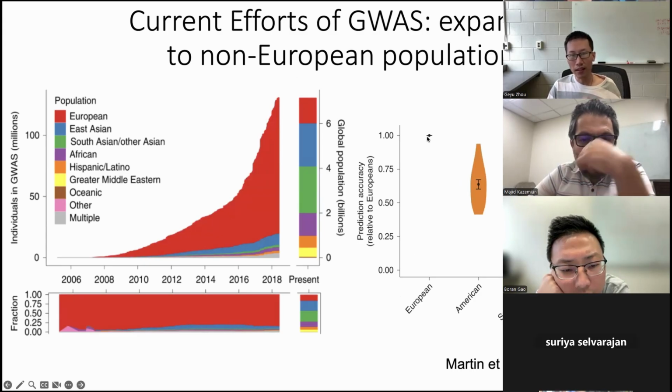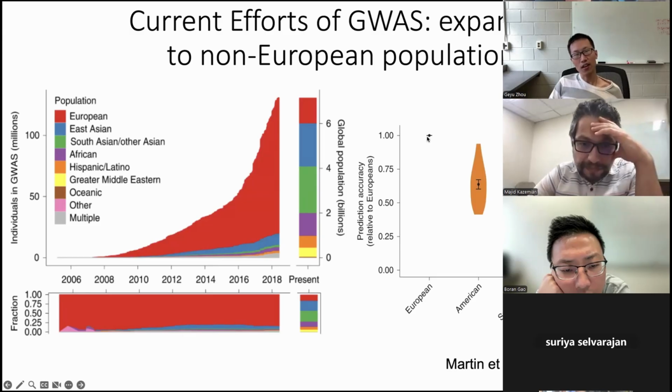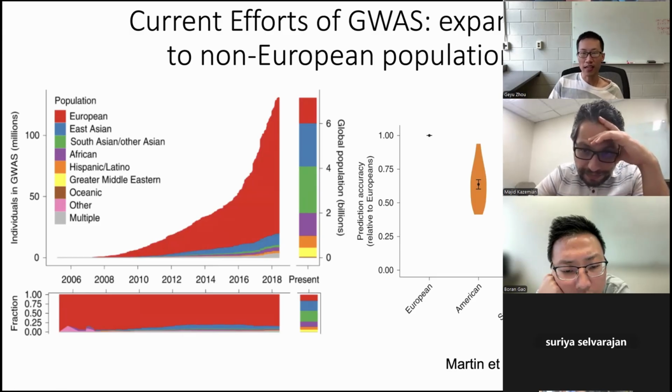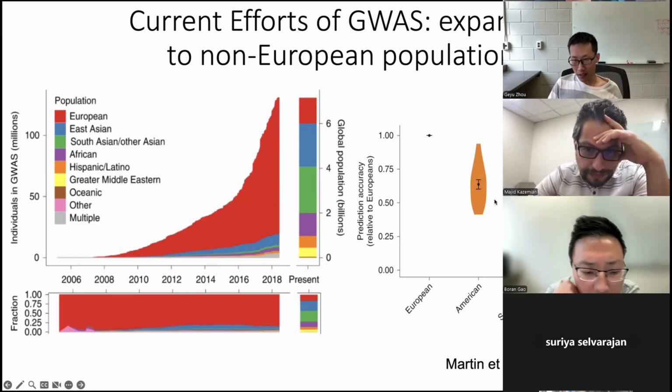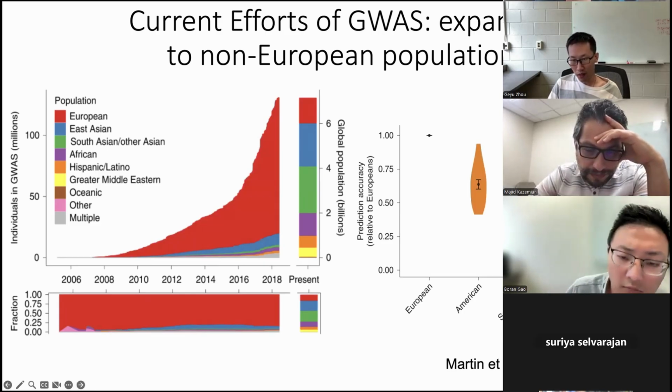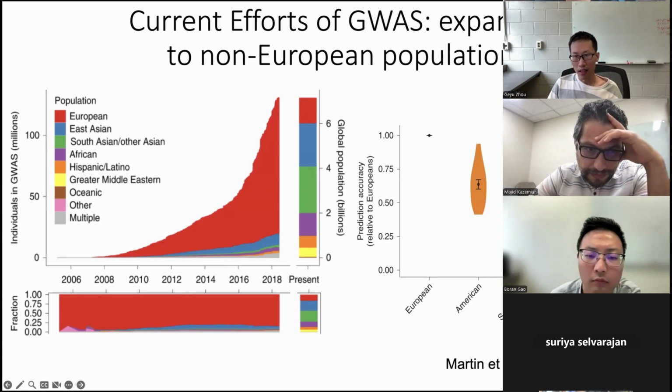And if we take the prediction accuracy of the European populations as a reference level, we can see that the prediction accuracy of a predictive model in non-European populations actually decays compared with the European populations. This is largely due to the lack of training data to construct such a prediction model in the non-European populations.